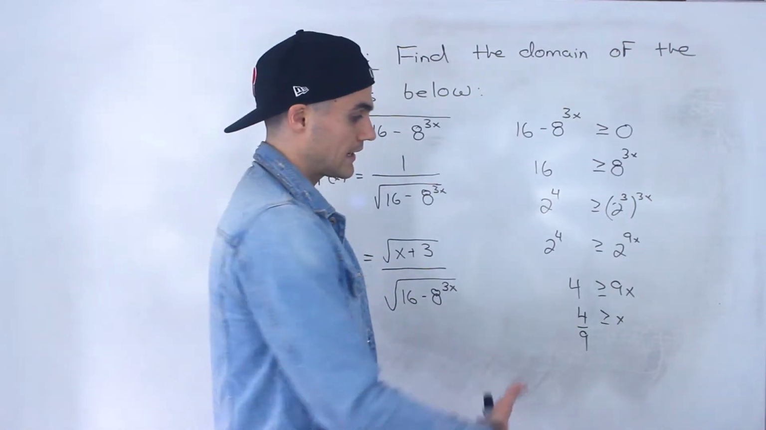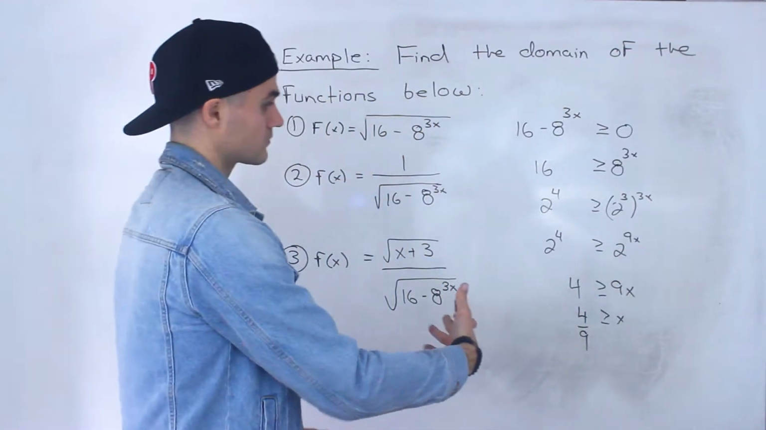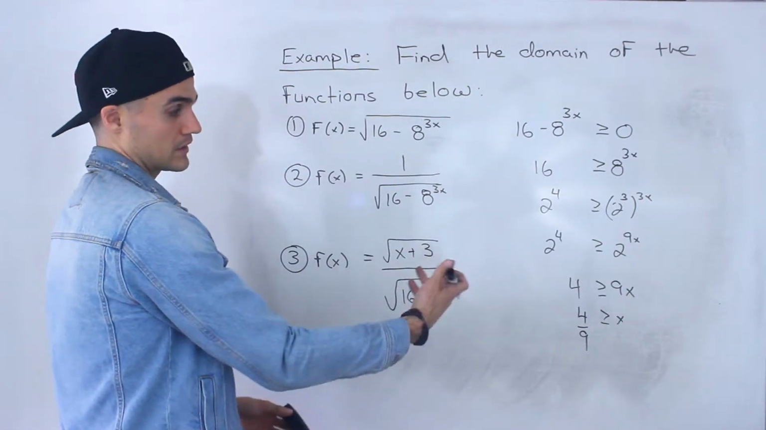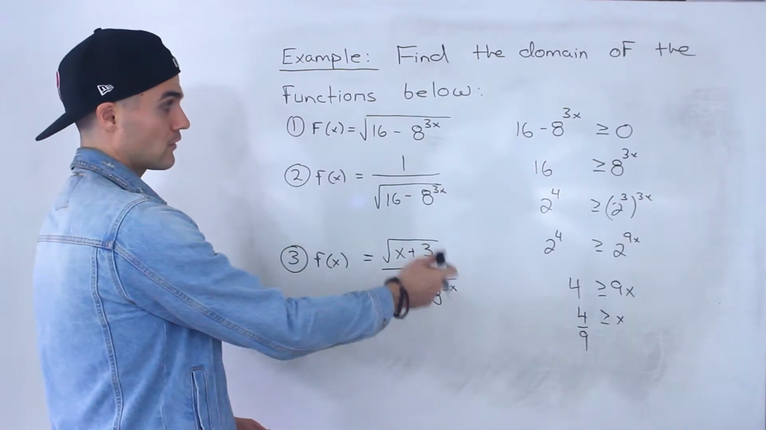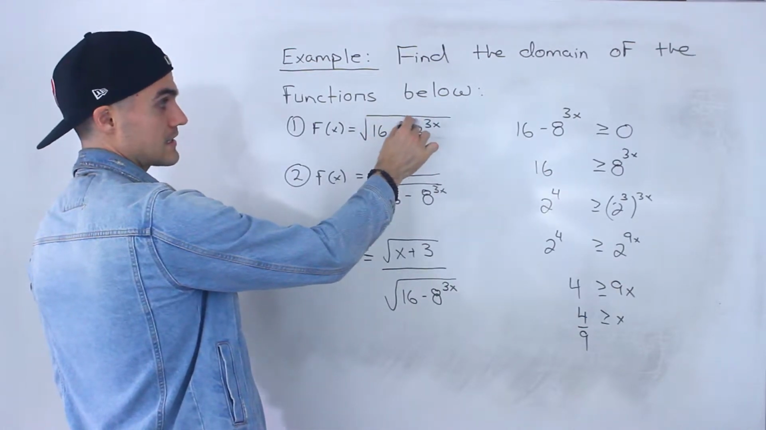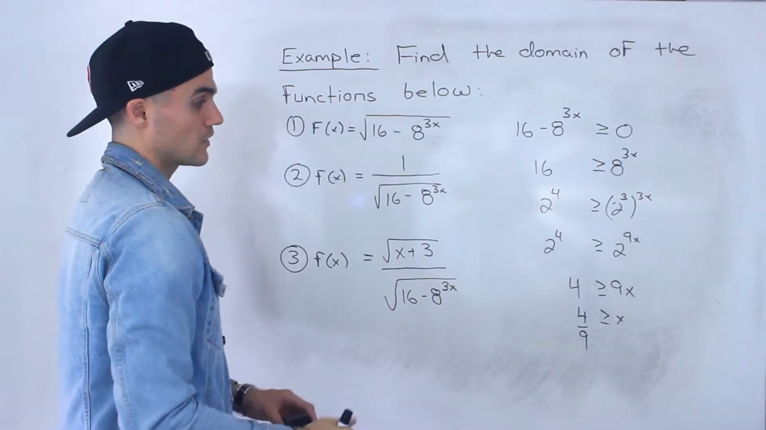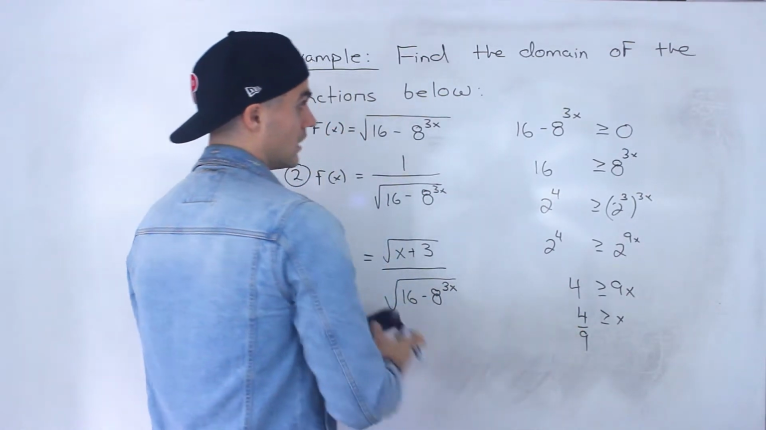Notice that if we plug in any x value greater than 4 over 9, so let's say we plugged in 1. 1 is an x value greater than 4 over 9. If we plug in 1 here, notice we'd have 16 minus 8 to the power of 3, which is going to be a negative number. And we can't square root a negative number. So this is the restriction on x.